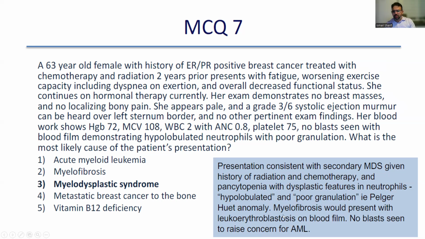Now, myelofibrosis would usually have, as we said, a leukoerythroblastic picture: some blasts, some teardrop cells, also nucleated red blood cells. Now, there is no blast count seen on the peripheral blood, which makes AML less likely. Although, if we wait for this patient a little bit longer, it can progress to AML. But here MDS is more likely than AML.